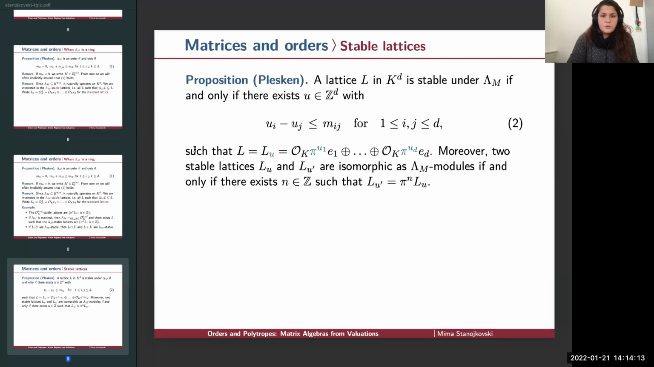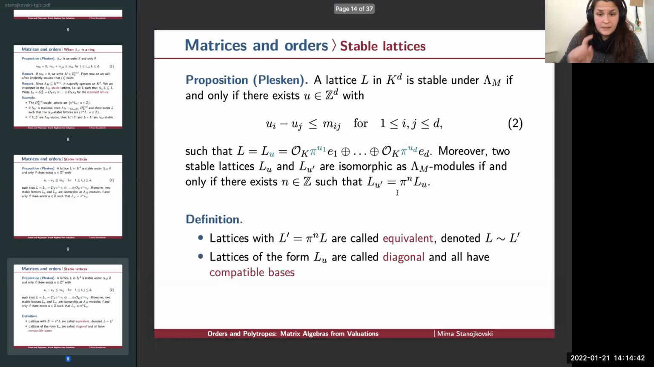And we even know more. Any two stable lattices will be isomorphic as Lambda modules if and only if we can write one as the other up to a scalar multiplication by the uniformizer. So we have complete control over whatever is happening with the module structure for the lattices.